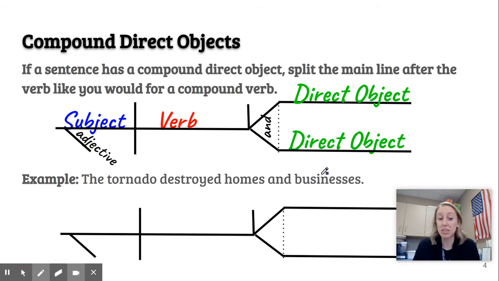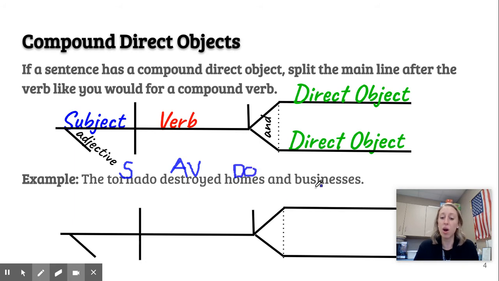Again, we just want to label the sentence. So we look for our subject, we look for our verb. It's nice because our subject and our verb are exactly the same as the last example. So we have our subject tornado, and then we have our verb destroyed, and it is an action verb. Then we know that when we have an action verb, we have to ask our direct object question. So the tornado destroyed what? Well, we know it destroyed homes because that was in the last one.